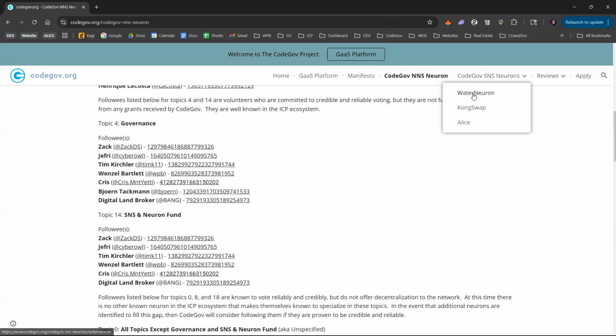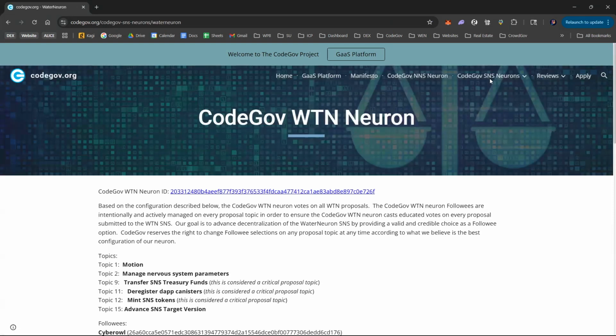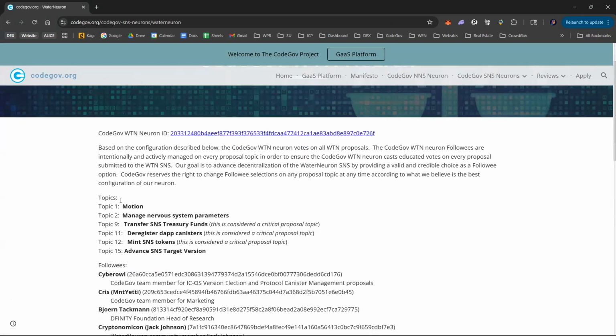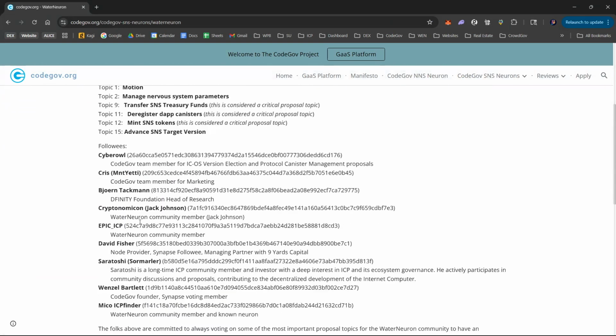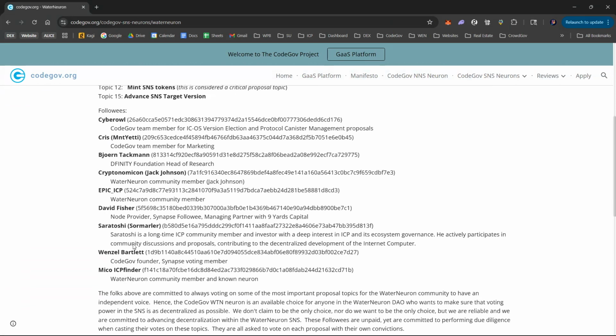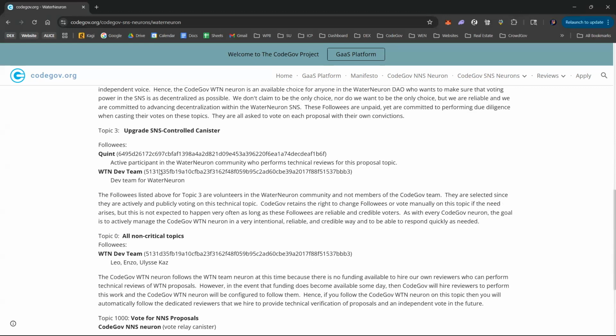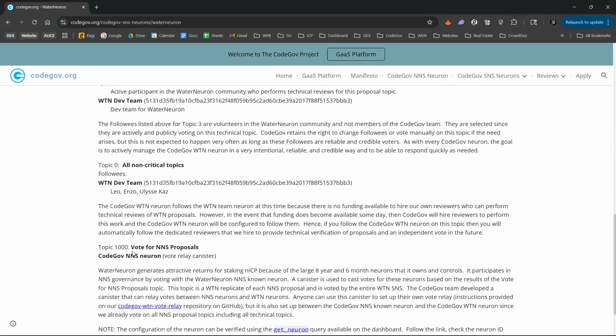And then we also have a similar type of thing, known neurons for these SNSs. So water neuron, Kong swap analysis. And so same format. These are the topics. These are the people that are volunteers for voting on those topics. And then these are the more technical topics down here.